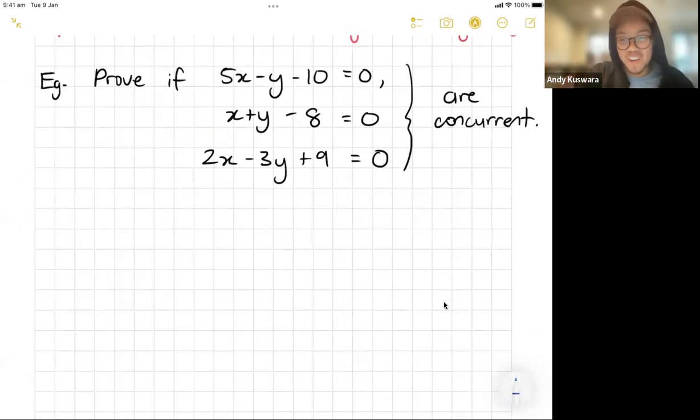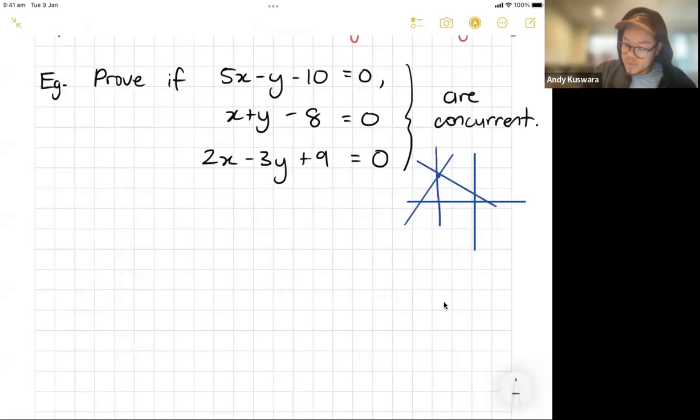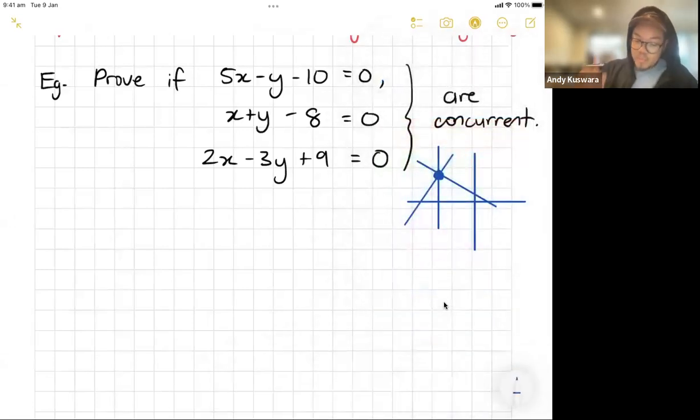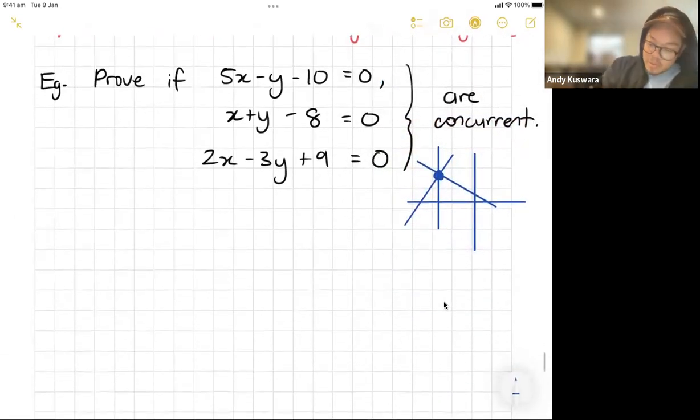So the question would be to prove if these 3 lines are concurrent, including 5x take away y take away 10. If you want a visual idea, let's say there's 3 lines that go through a single point. That's what concurrent means. So let's start with L1 and L2, and solve them simultaneously.